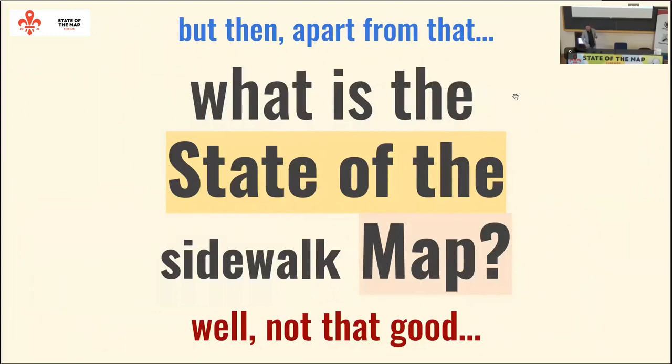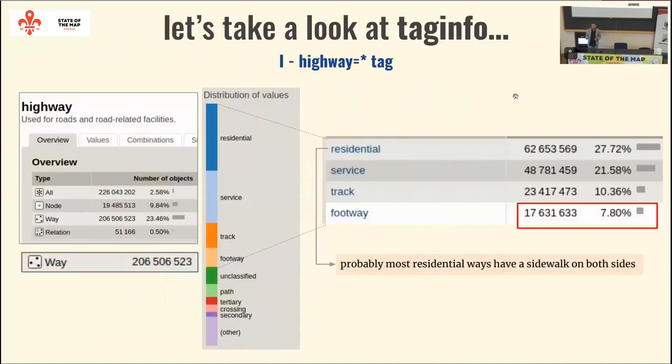But then, apart from that, what's the state of sidewalk mapping in OpenStreetMap? Well, not that good at present. So let's take a look at taginfo. When we look at the highway tag, we see that there are 200 million ways tagged as highways. Mostly they are residential, and we know that probably most residential ways actually have a sidewalk on both sides. Remember, I'm not talking about living streets. I'm talking about residential highways. And then looking at the footway value, only 7% of all highways are footways.